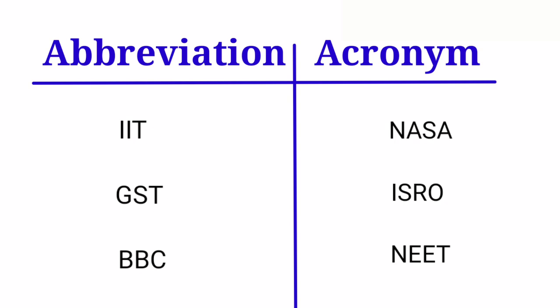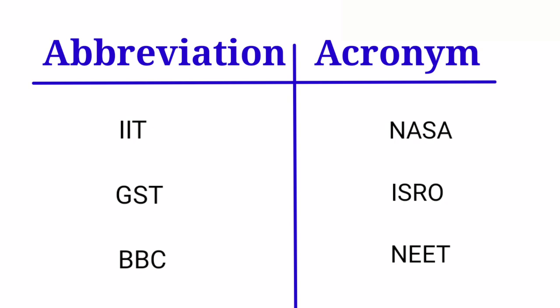Okay. If you feel this is very difficult to understand, the abbreviation and acronym, I give you another simple definition to understand the abbreviation and acronym clearly. According to abbreviation, each letter is pronounced separately, whereas acronym is pronounced as a whole, as a word.